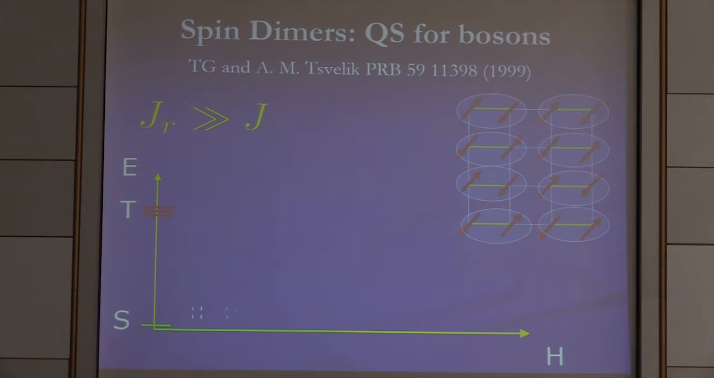But now what I can do, I can put a magnetic field. If I put a magnetic field, the singlet is insensitive to the magnetic field. One of the triplets will go down in energy because of Zeeman coupling, one will not be affected, and one will go up.